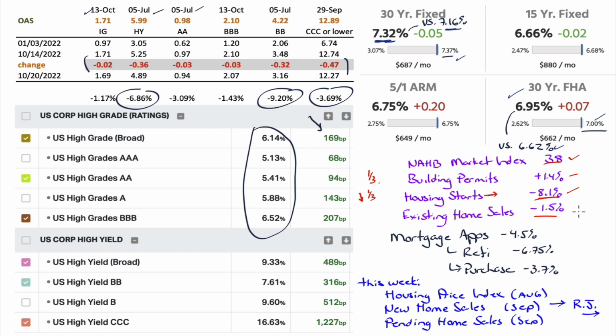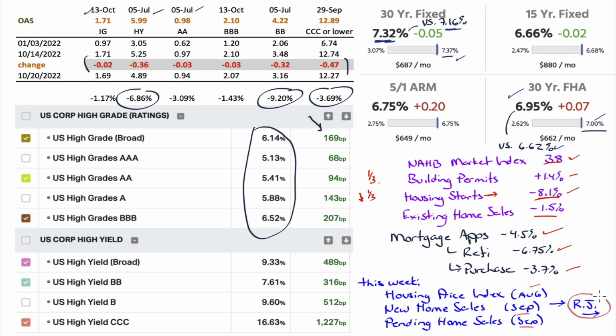Existing home sales down 1.5. Mortgage applications last week, negative 4.5. Both the refis and the purchase indexes are down as well. This week we have the housing price index coming in for August. It's really backwards looking. New home sales being reported for September and pending home sales being reported for September.